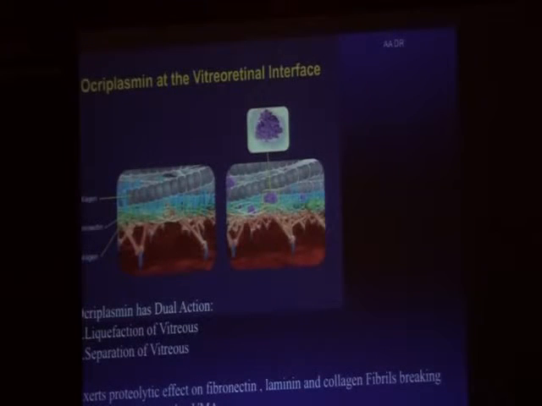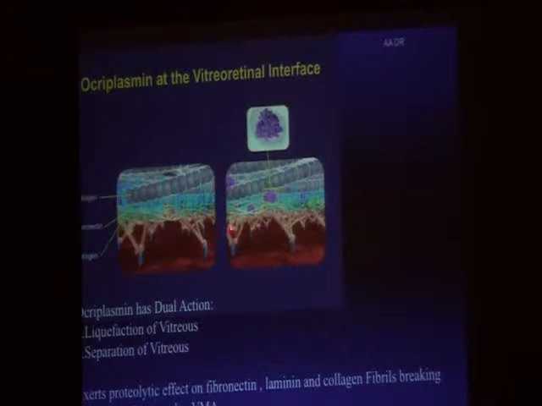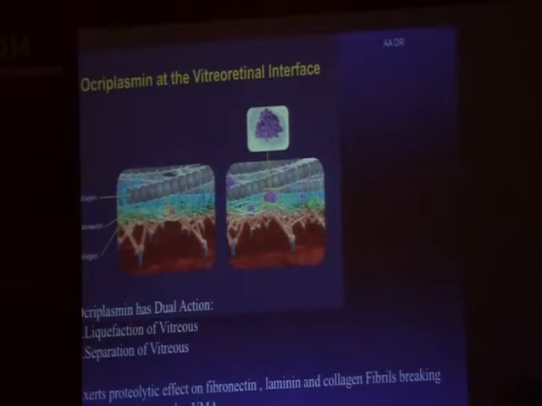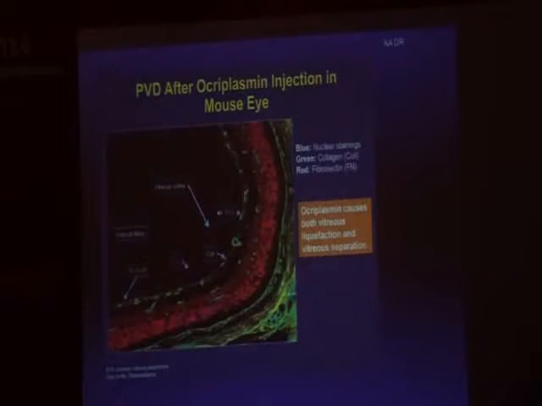I'll just go through some figures. So essentially, ocriplasmin has a dual action. It causes liquefaction of the vitreous, and it causes separation of the vitreous at the vitreoretinal interface. Here you have collagen, you have fibronectin, and you have collagen fibrils. Ocriplasmin acts at this level by exerting a proteolytic effect on fibronectin, laminin, and collagen fibrils, breaking these bonds, and therefore it will resolve the vitreomacular adhesion.